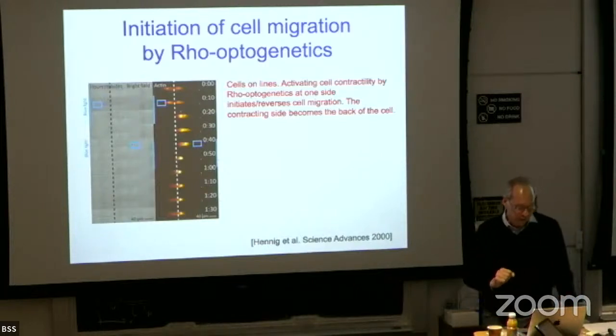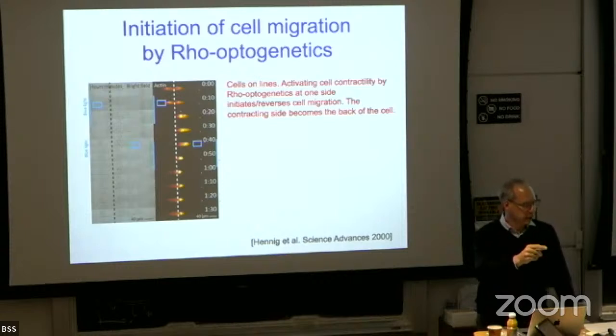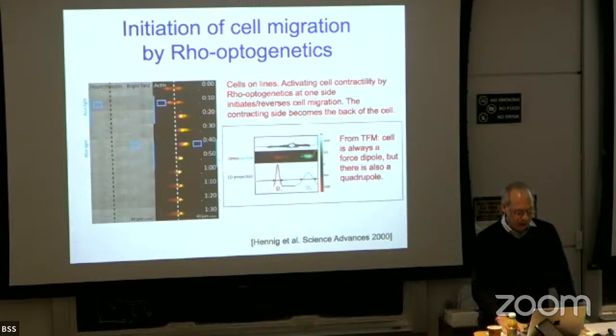So recently, a few groups have actually combined cell migration with optogenetics. So this is again work by Marcel Ballon, who showed that if you have a cell on a line, okay, and you actually shine light at the back of the cell, it contracts, thereby it ruptures itself off the substrate, and then it starts moving forward. So this way you can actually trigger cell migration.